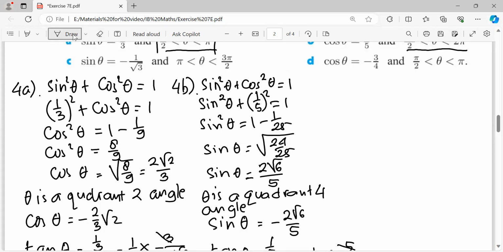Next. Number 4C. Sine theta equals negative 1 over square root 3, and theta is in quadrant 3, between pi and 3 pi over 2.